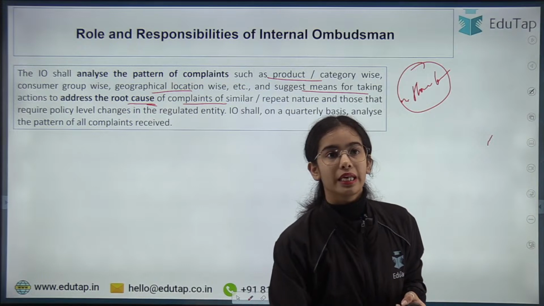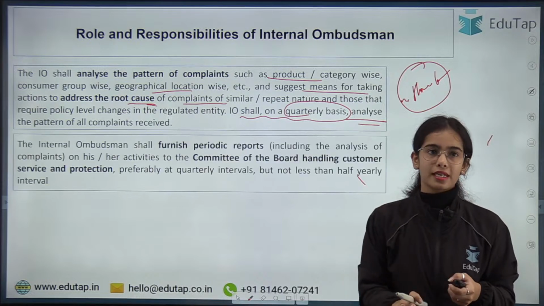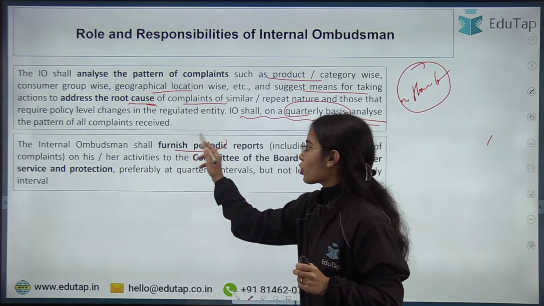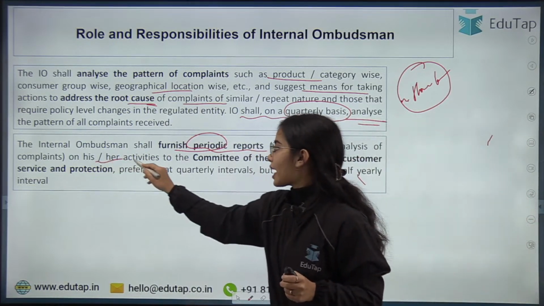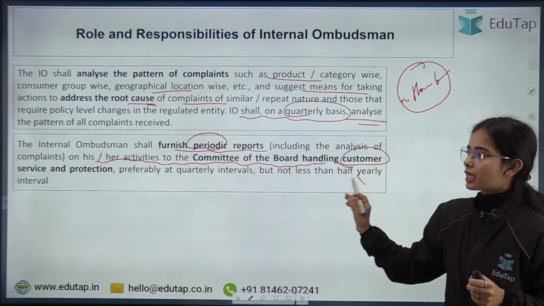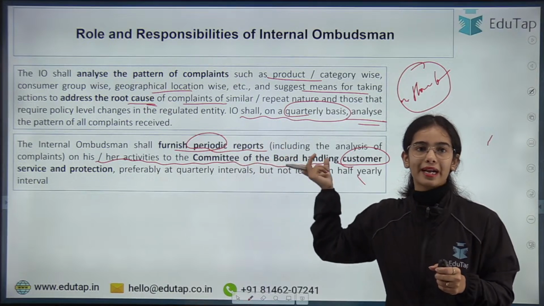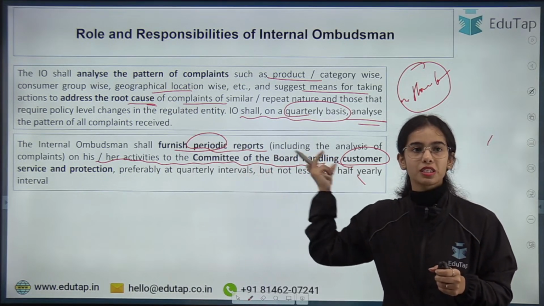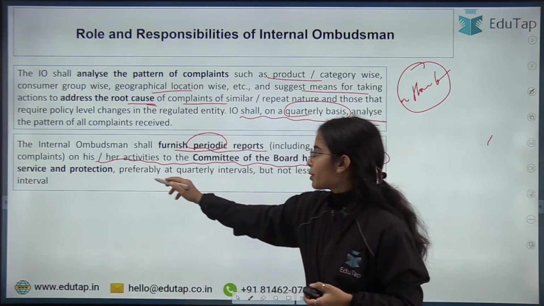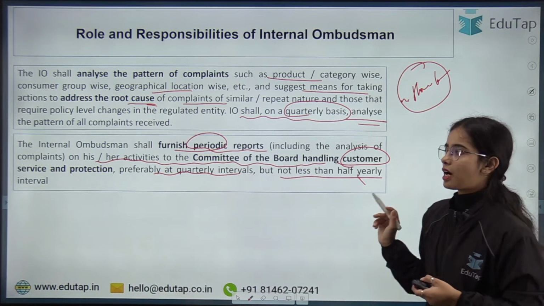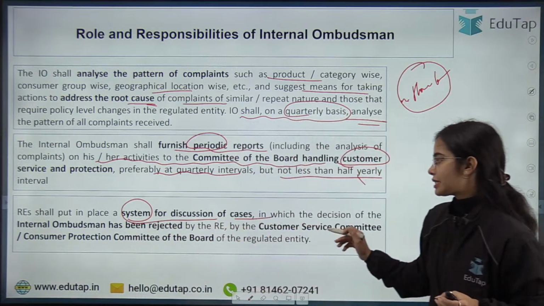The internal ombudsman shall, on a quarterly basis, analyze the pattern of complaints received. The internal ombudsman shall furnish periodic reports, including the analysis of the complaints and his or her activities, to the committee of the board handling customer service and protection of the bank. So there is a committee of the board in the bank handling customer service and protection. The reports have to be provided to this committee, preferably at quarterly intervals but not less than half-yearly.